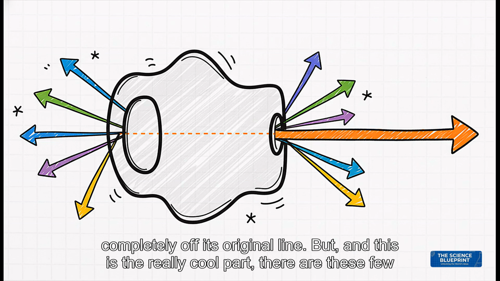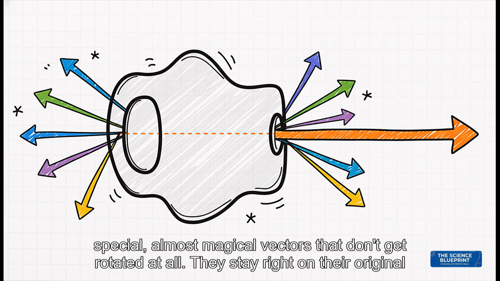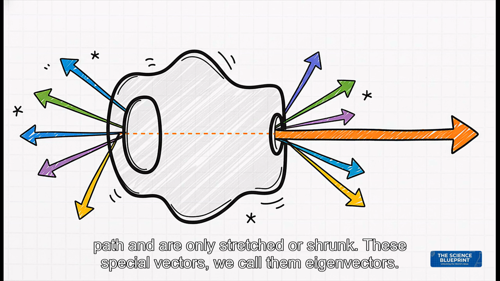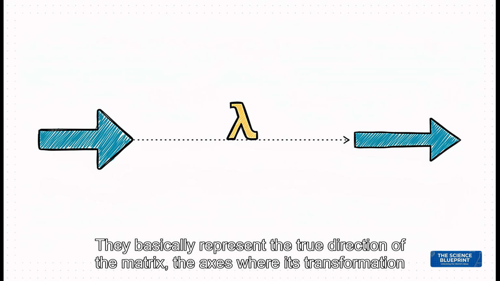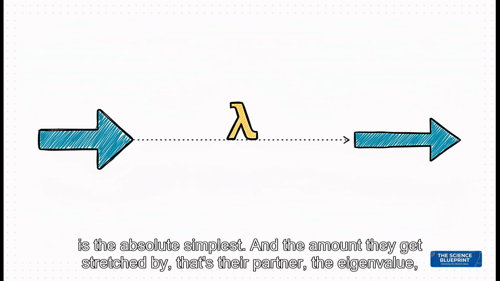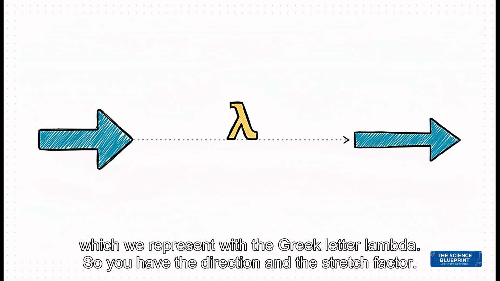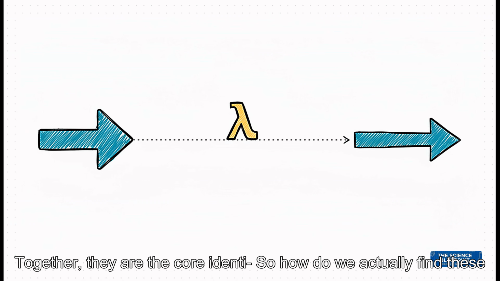But, and this is the really cool part, there are these few, special, almost magical vectors that don't get rotated at all. They stay right on their original path and are only stretched or shrunk. These special vectors, we call them eigenvectors. They basically represent the true direction of the matrix, the axes where its transformation is the absolute simplest. And the amount they get stretched by, that's their partner, the eigenvalue, which we represent with the Greek letter lambda. So you have the direction and the stretch factor. Together, they are the core identity.